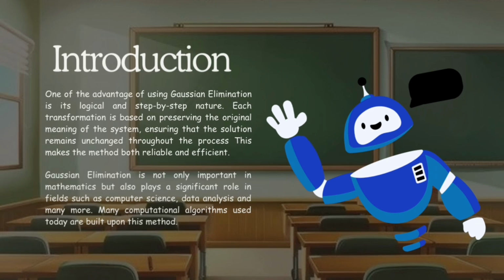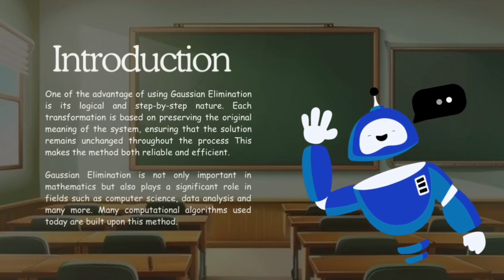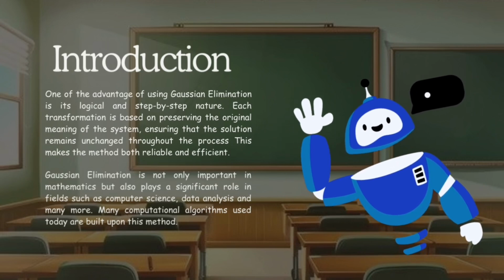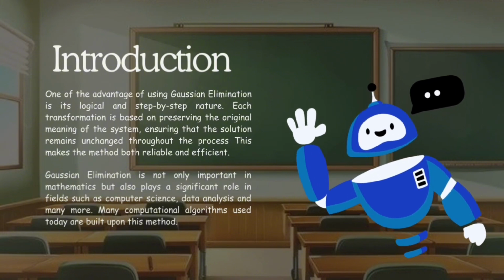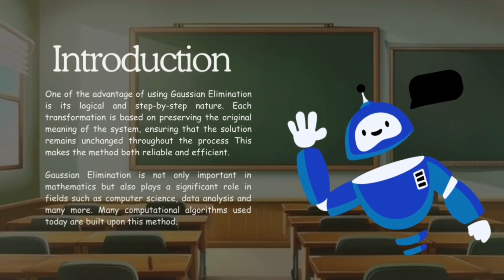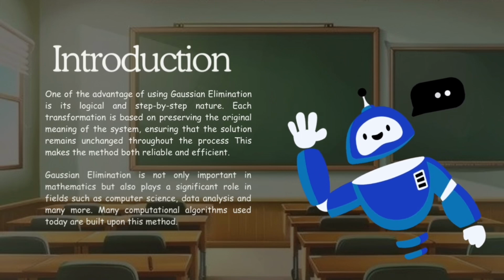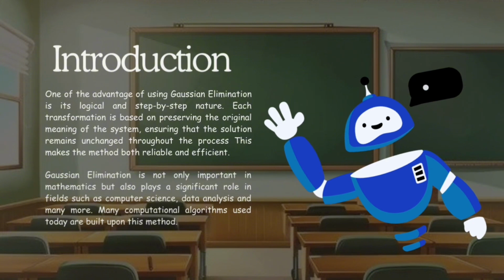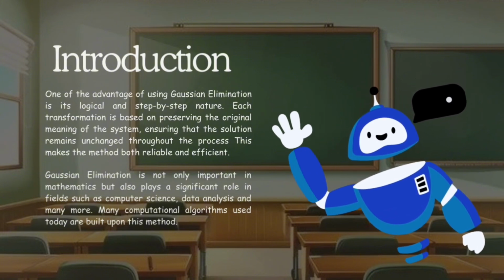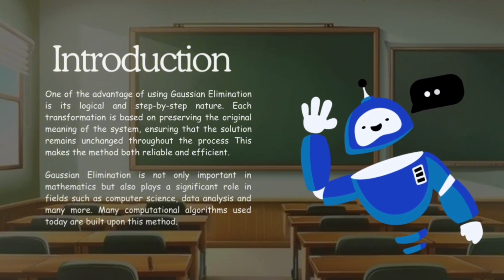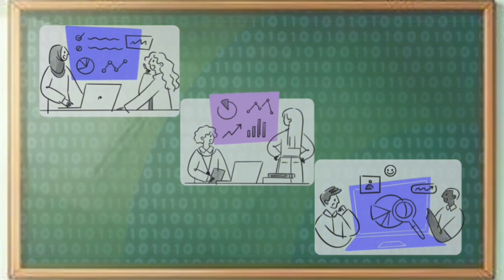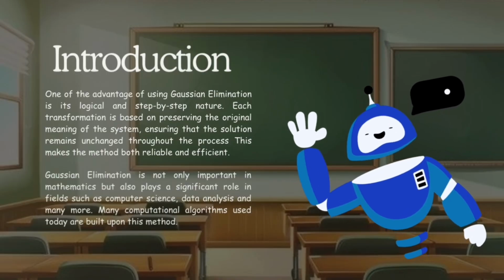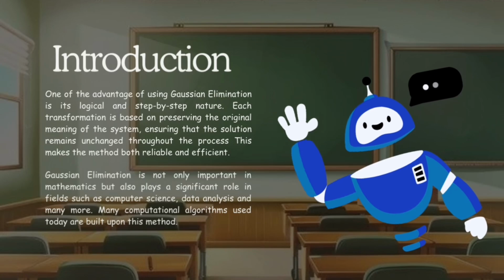One of the advantages of using Gaussian elimination is its logical and step-by-step nature. Each transformation is based on preserving the original meaning of the system, ensuring that the solution remains unchanged throughout the process. This makes the method both reliable and efficient. Gaussian elimination is not only important in mathematics but also plays a significant role in fields such as computer science, data analysis, and many more. Many computational algorithms used today are built upon this method.